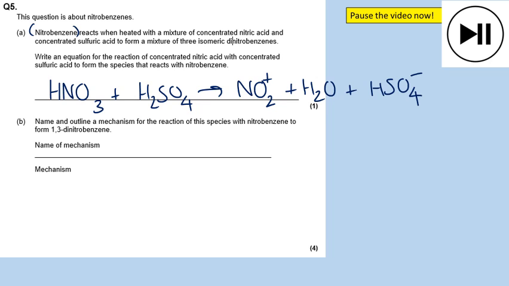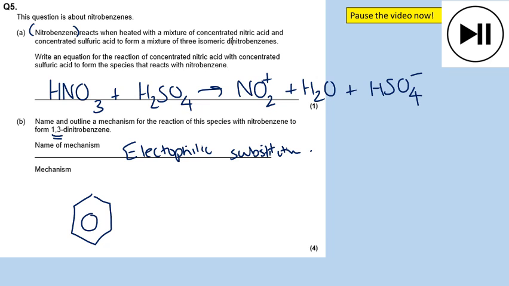Name and outline the mechanism for the reaction of this species with nitrobenzene to form 1,3-dinitrobenzene. Well, the name of the mechanism, electrophilic substitution. It's the only mechanism for benzenes. The mechanism, now here, I've got to be careful. Don't just go into complete autopilot because it wants me to form 1,3-dinitrobenzene from nitrobenzene. So I've got to start with nitrobenzene. I'm then going to form 1,3.